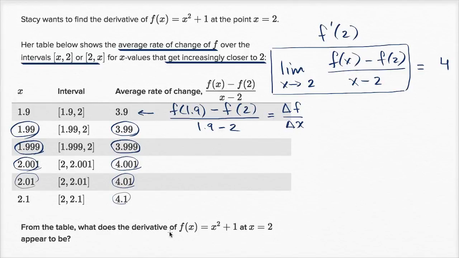From the table, what does the derivative of f of x equals x squared plus 1 at x equals 2 appear to be? Well, the derivative at x equals 2 appears to be equal to 4. And we're done.